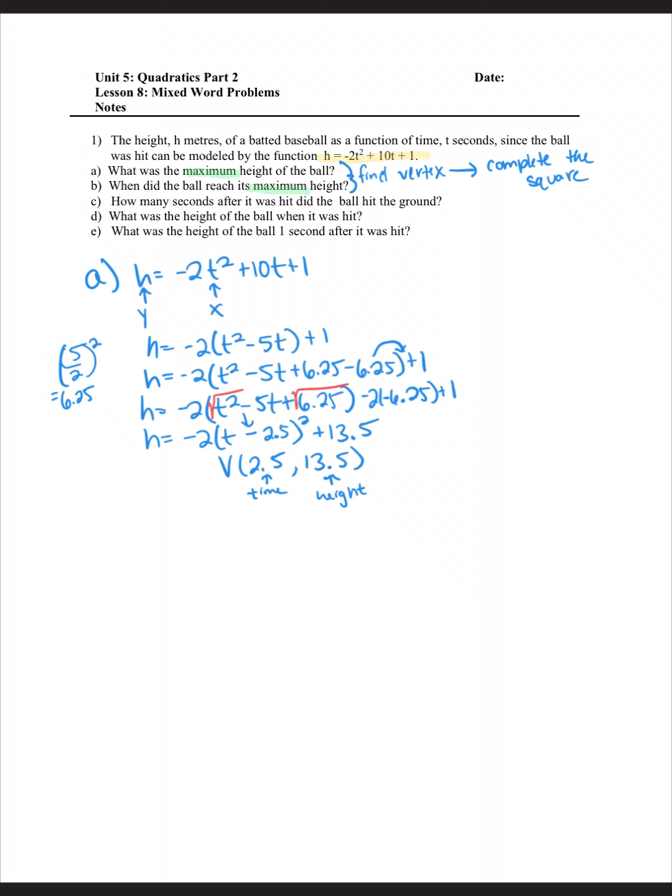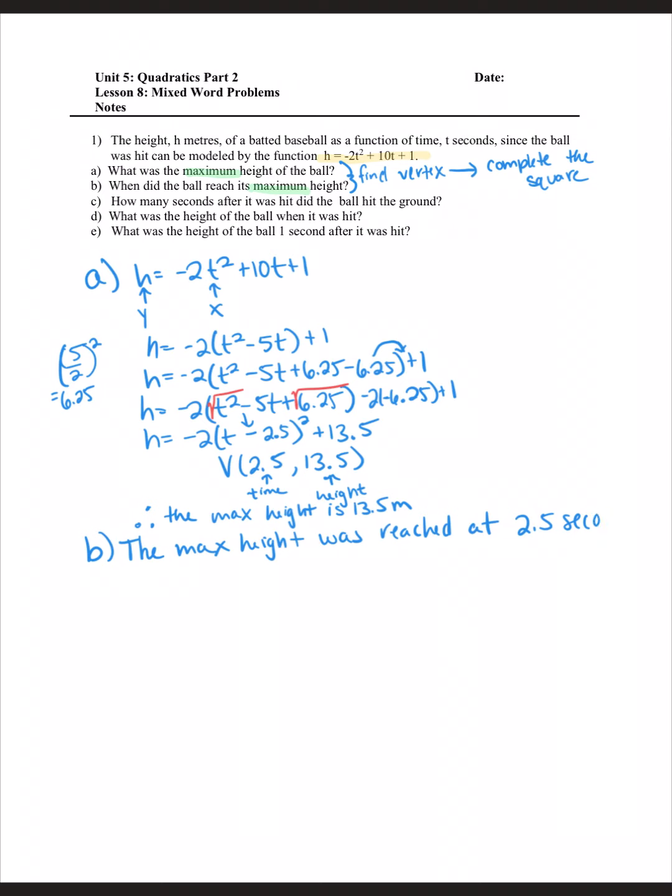So part A is saying what was the maximum height of the ball, so that's going to be the y part of my vertex. So therefore, the max height is 13.5 meters. And then for part B, it says, when did the ball reach its maximum height? Well, that's going to be the time. So we can say the max height was reached at 2.5 seconds. So that takes care of our first few questions.